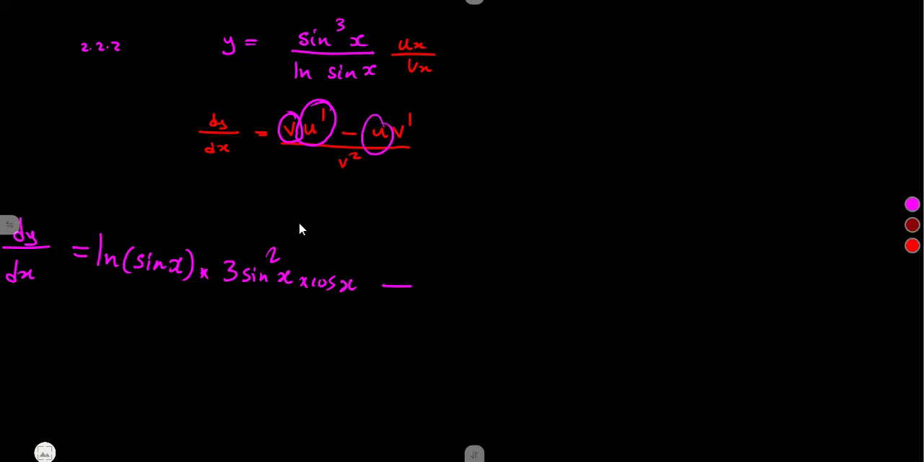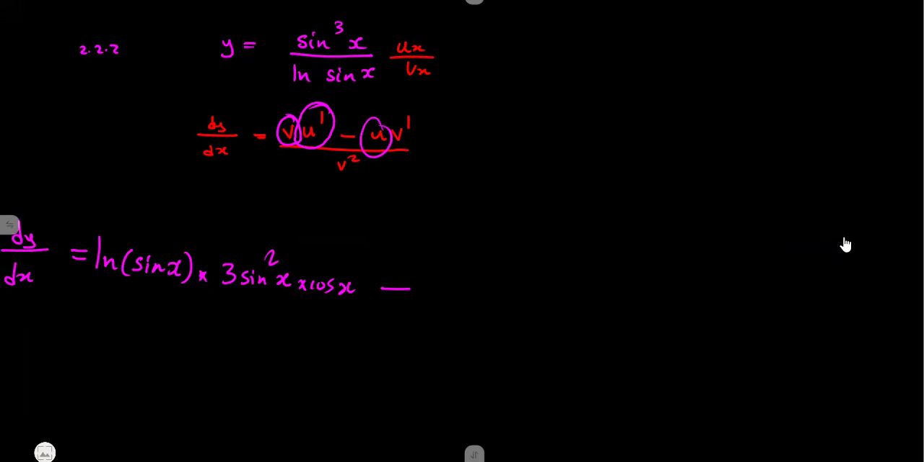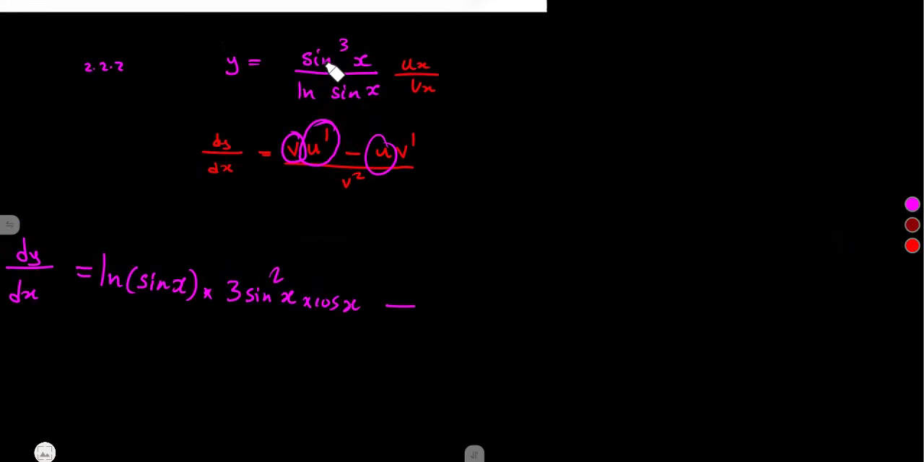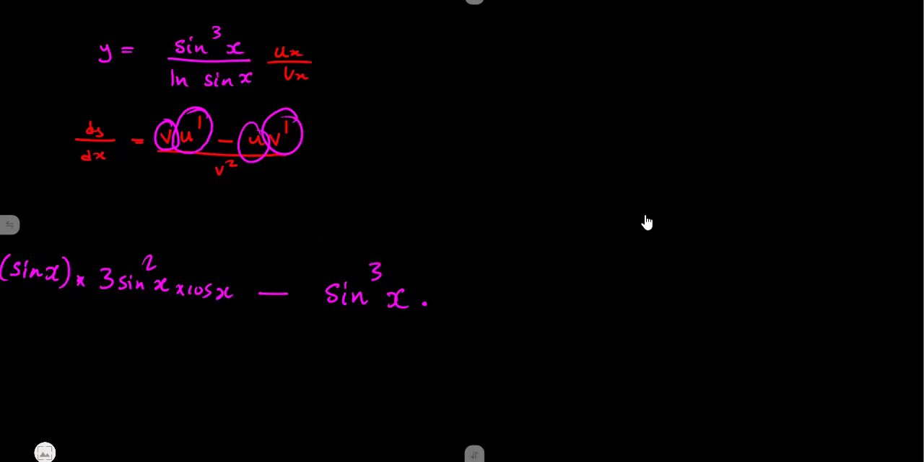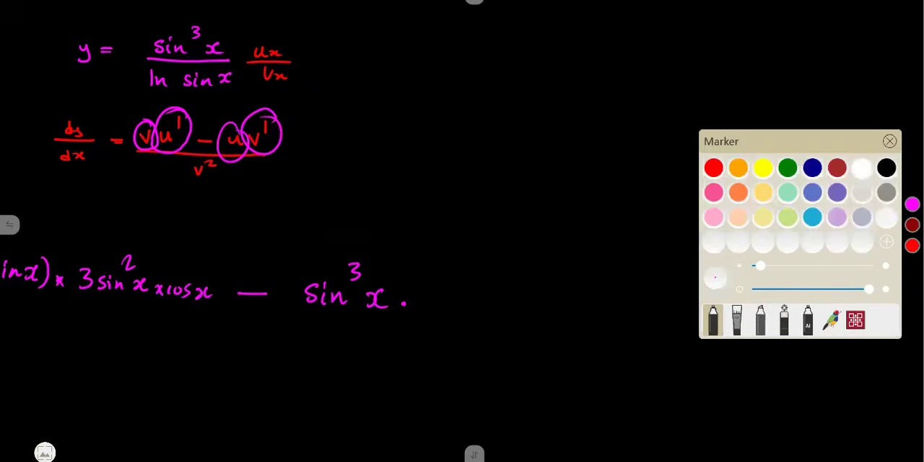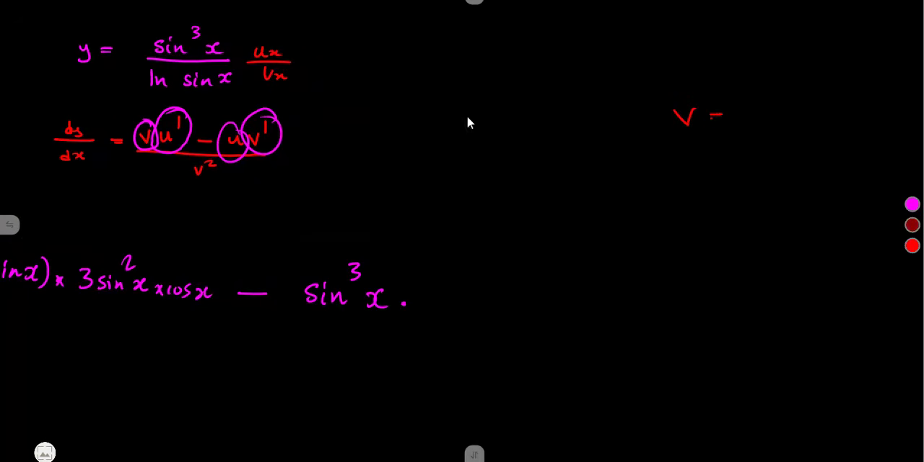Minus u. As it is this time, it is not different. It is just u. So we take our u as it is, sine to the exponent of 3 x like this, times the derivative of v, just like what we did on our u. Let's take our v aside. v of x is the ln of sine x. So for you to understand, this is like this, ln sine x. So you're going to differentiate this.